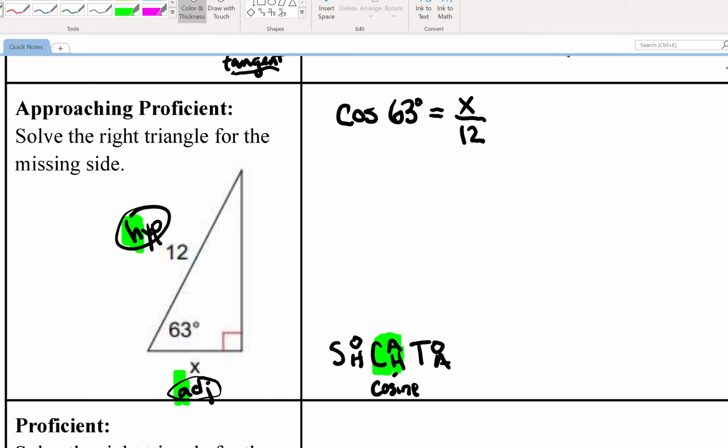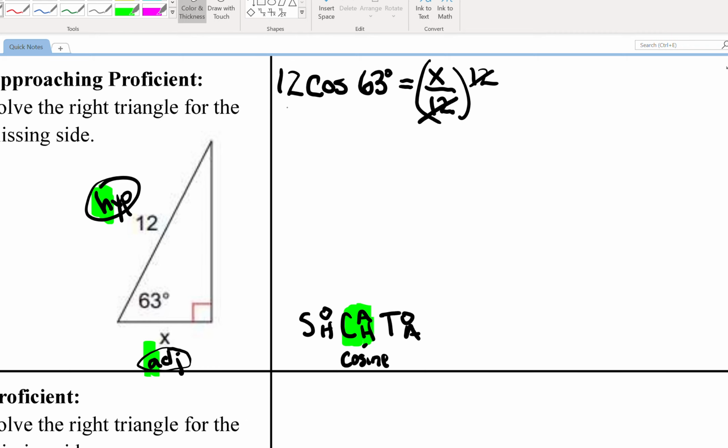I want to get the x alone. You want to pay attention to whether the x is in the numerator or the denominator. This one is in the numerator, and that's a little bit easier. It only involves one step, because the opposite of dividing by 12 is multiply. So I'm going to multiply here by 12 and over here by 12. And that cancels that. And then we know what x is. We just have to put this in the calculator.